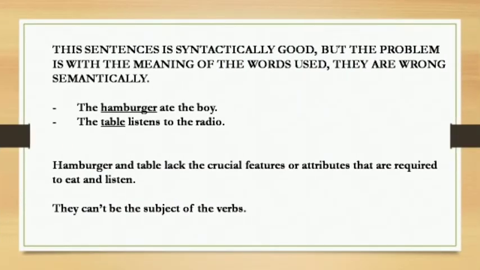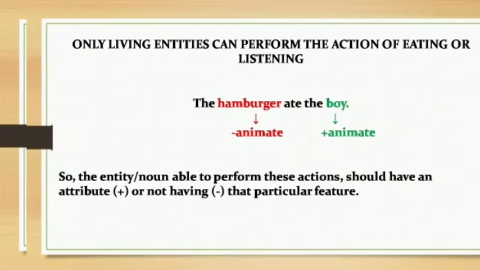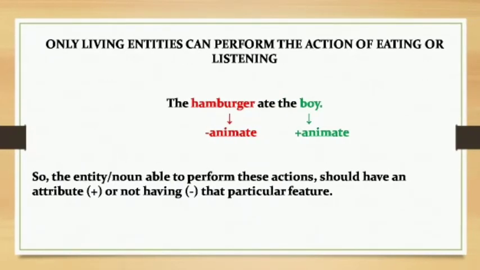Yes, the sentences are syntactically good, but the problem is with the meaning of the words used. They are wrong semantically. Hamburger and table lack the crucial features or attributes that are required to eat and listen, so they cannot be the subject of the verbs. Next, only living entities can perform the action of eating or listening.